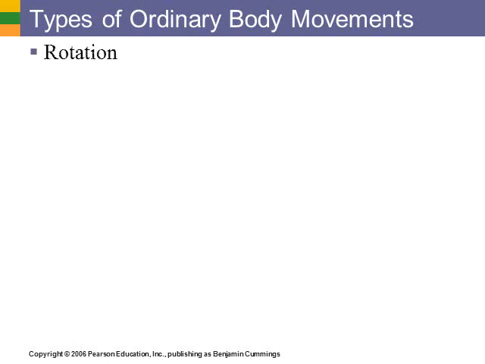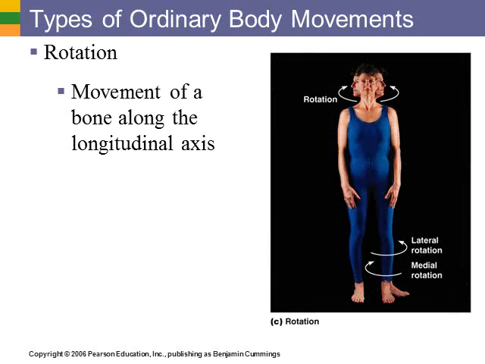Now, rotation, like you see in this picture here, is any kind of movement of a bone along the longitudinal axis. So if you look at my picture up here, moving your head from left to right, rotating around your vertebral column, that is rotation. But you can also have rotation around your legs. Lateral rotation would be turning your toes out. Medial rotation, turning your toes in, kind of like going pigeon-toed. Now, that will not be true on the arm. That's a special type of movement, which we'll look at later.